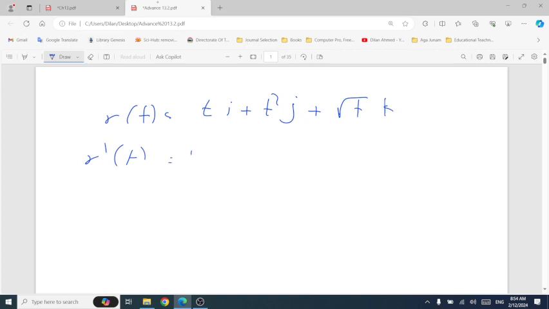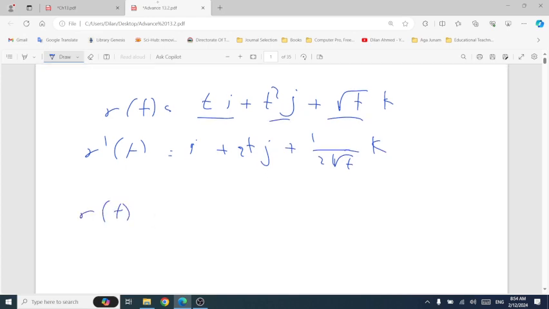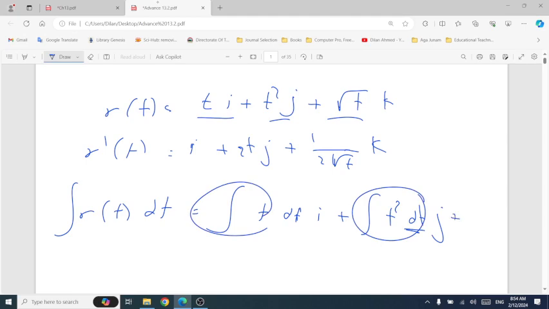The first derivative is 2t i plus 3t squared j plus 1 over 2 square root of t k. You know what I mean. So it means one by one. The same thing is true for the integral. When I say the integral of r(t) dt, it means take the first part by i, the second part by j, and the third part, the integral of square root of t dt, multiplied by k.